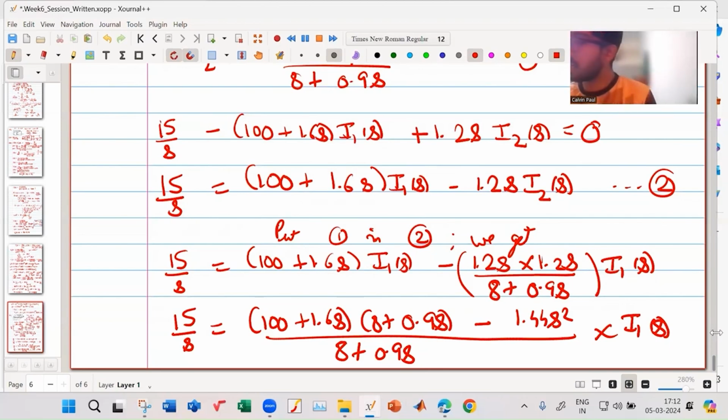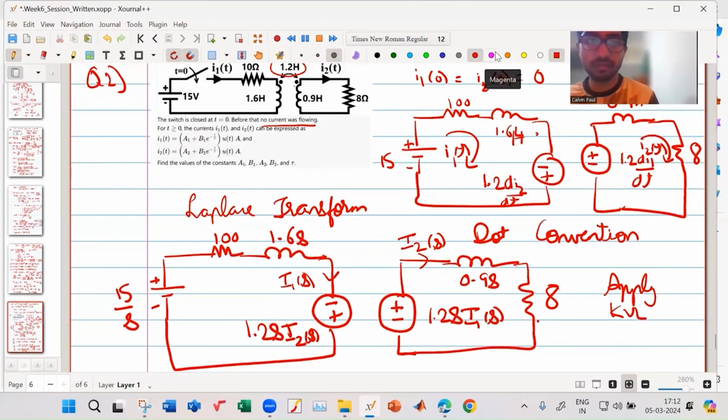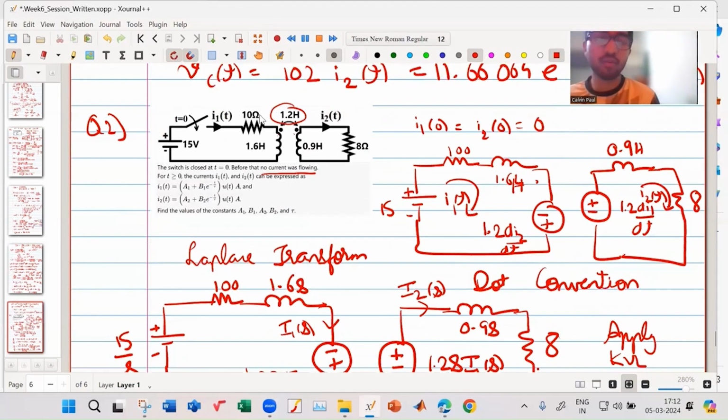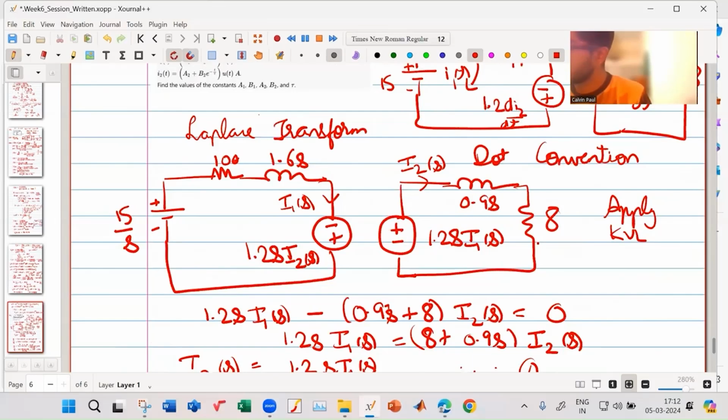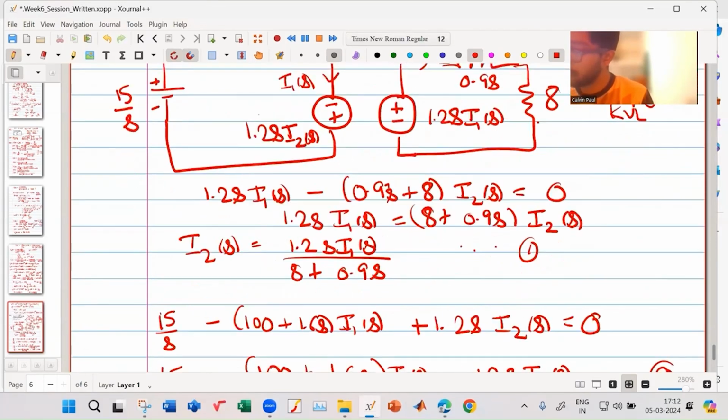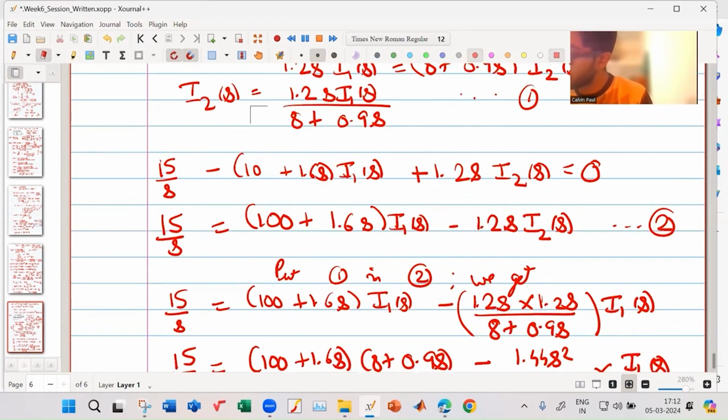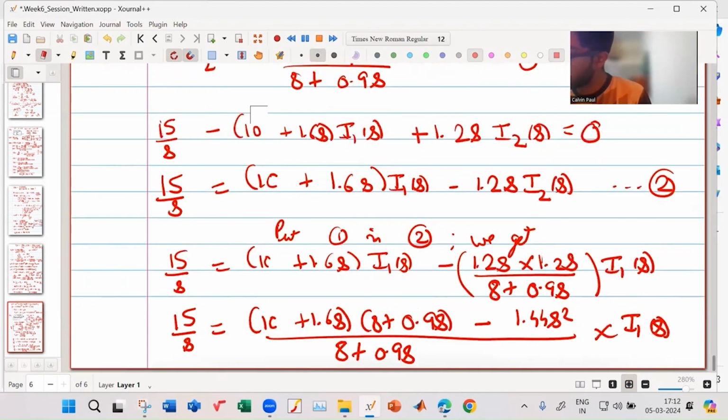Okay, there's an error. This actually is 10 ohm, so this should be 10. Okay. So 10 will go. Okay. Now we'll further solve.